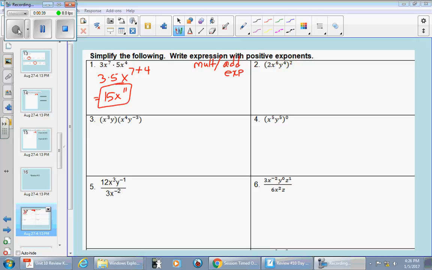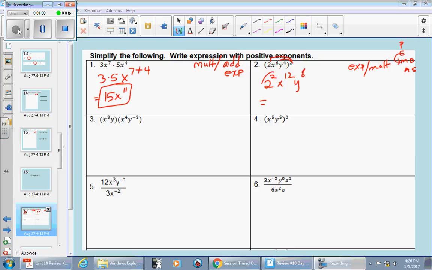Now on this number 2, we have an exponent. And if we look at PEMDAS vertically, one step lower than exponent, we're going to multiply the exponents. So let's give the 2 a 1, and we're going to distribute with multiply. That's 2 squared. X to the 6 times 2 is 12. Y to the 4 times 2 is 8.